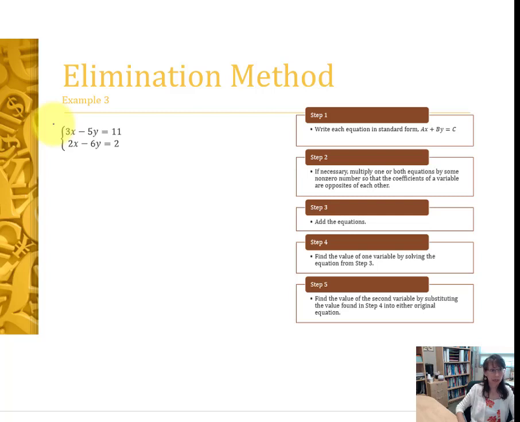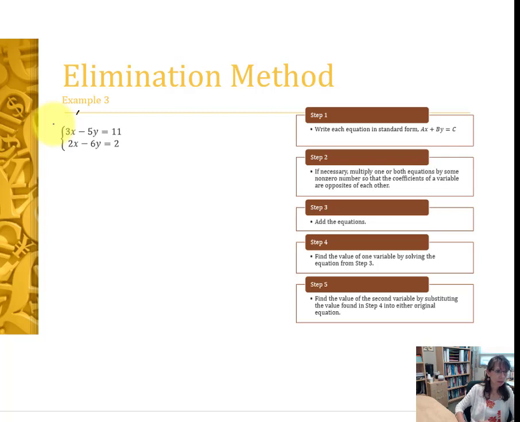Now let's take a look at the elimination method. With elimination, when you add the variables x, you should have 0. Well, 3 and 2 don't make 0. Maybe adding the y values would make 0. -5 added to -6. Well, that doesn't add to 0 either. So this is where we might need to multiply one or both of these equations by some non-zero number so that we create coefficients that are opposites of each other.